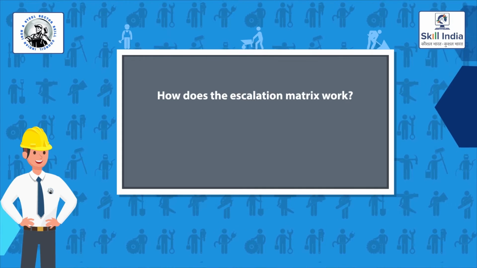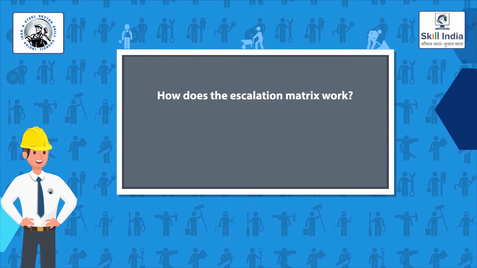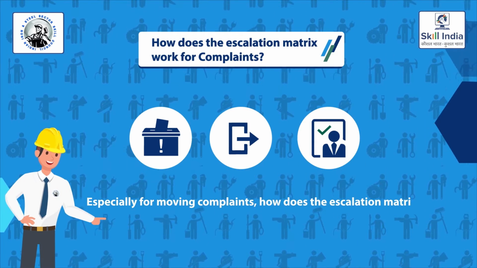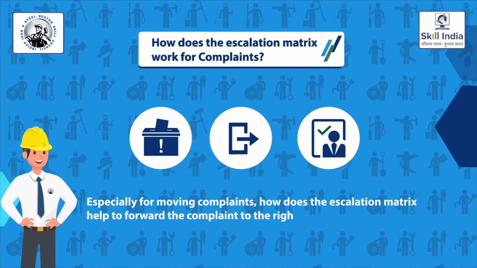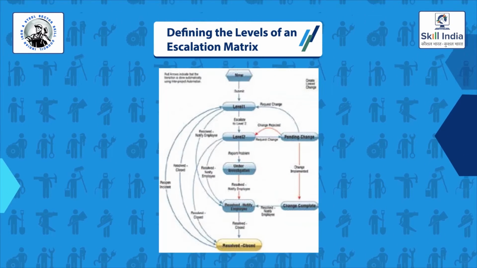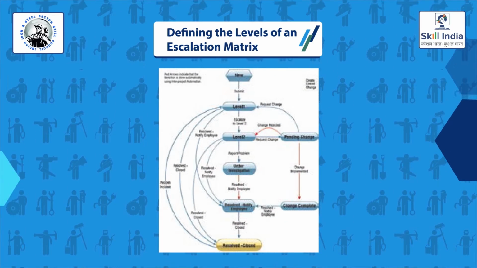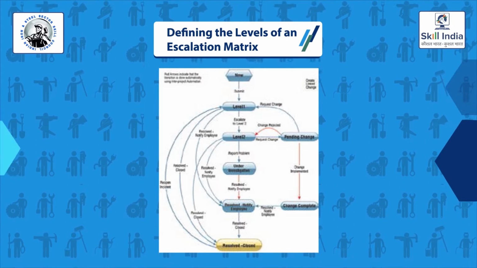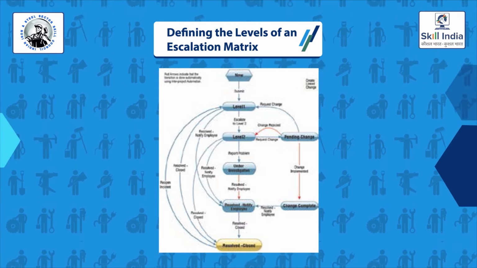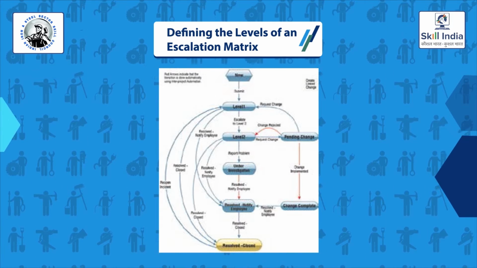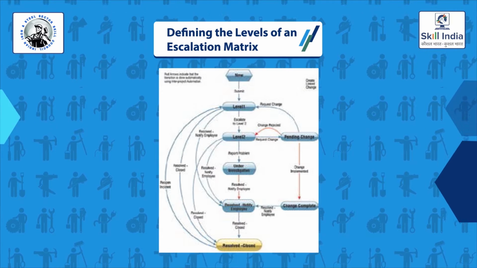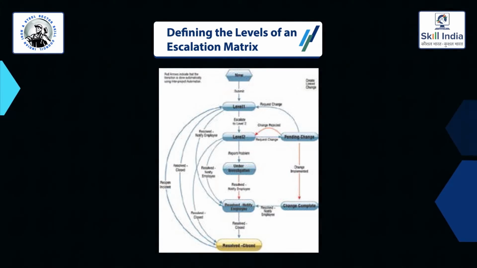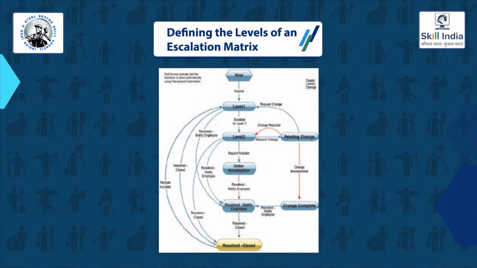Now it is time to peek inside an escalation matrix and see how it works. Especially for moving complaints, how does the escalation matrix help to forward the complaint to the right department? In the escalation matrix, complaint severity can be assigned into different levels, level 1, and can be escalated to the next levels. These next levels are called level 2 and level 3 respectively. Administrators can assign level 1, level 2, and level 3 departments. Once these departments are defined, we can easily understand how the escalation matrix works.